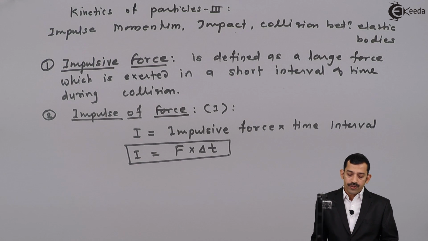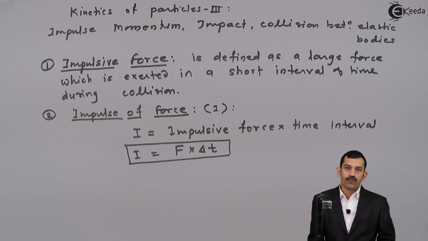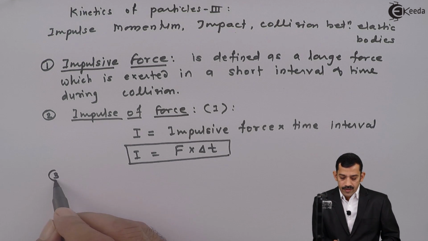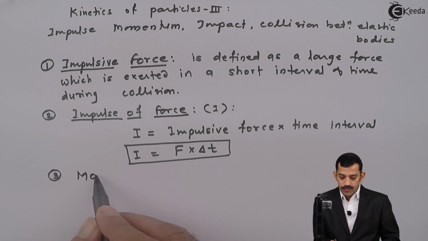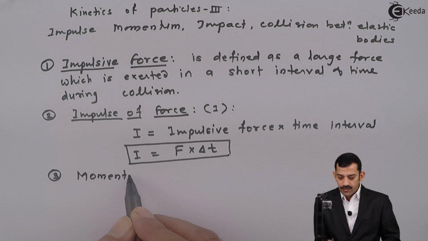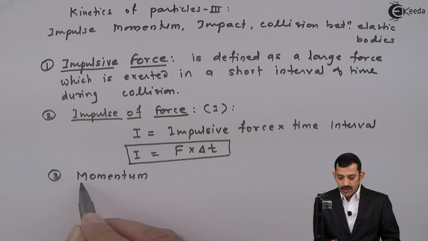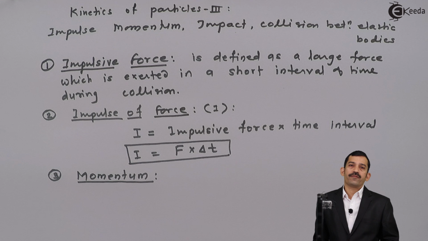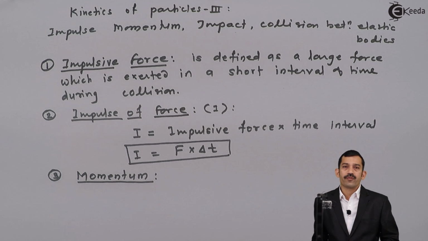The first one is impulsive force. Next term what we discuss is impulse of a force. Number 3, third term important what you must know here is nothing but momentum, where momentum is always a product of mass of a particular body which is in motion and its velocity.